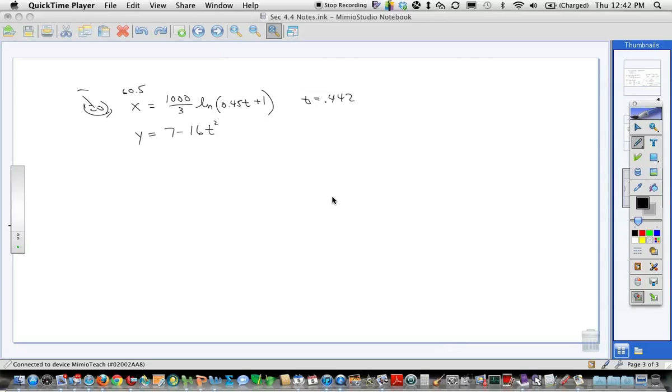Part B. At what height is it when it crosses the plate? Put that number right in there and see what the y is. And it's what, 3 point something? 3.86.